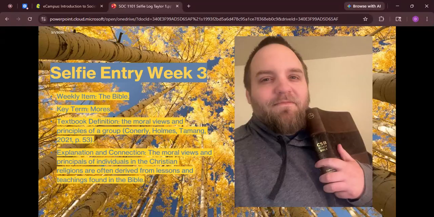Week three, the Bible. Our key term, mores. The definition being the moral views and principles of a group. The moral views and principles of individuals in the Christian religion are often derived from lessons and teachings found in the Bible. So, for me, the lessons I learn from the Bible are a very core part of my life and the person I am and who I strive to be. So, the word mores just kind of jumped out at me for that reason.